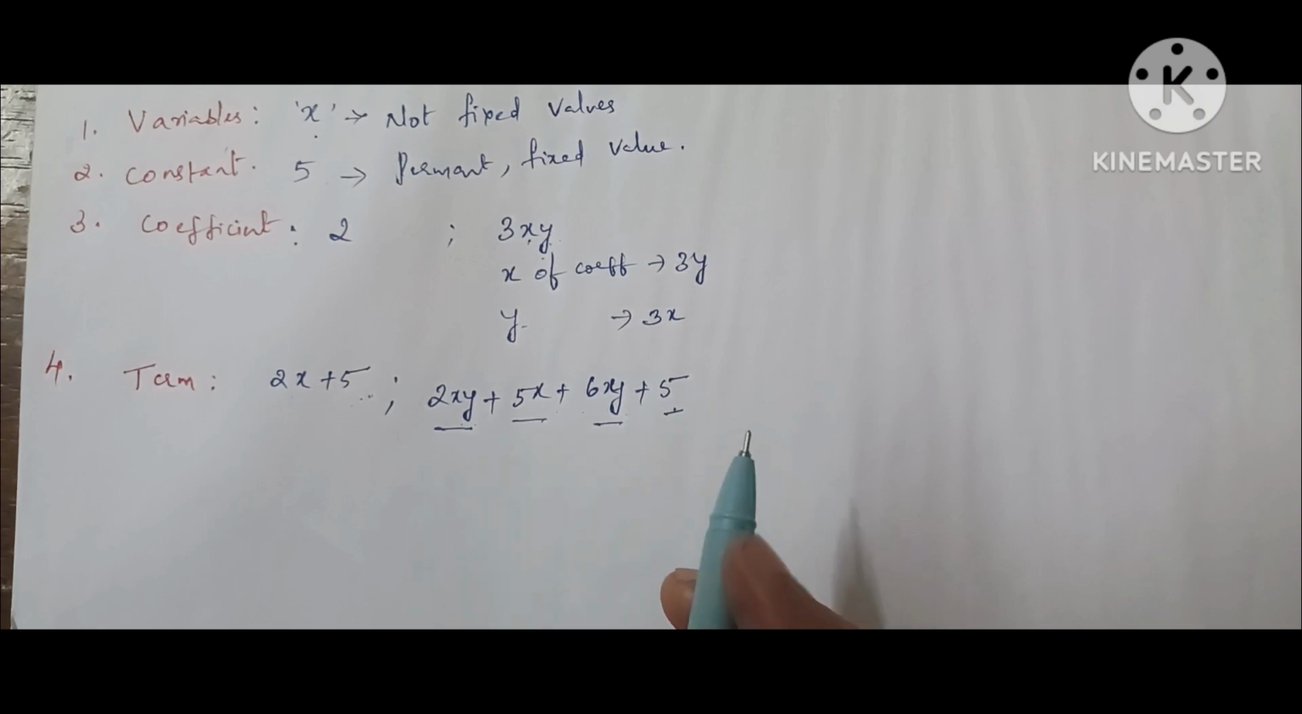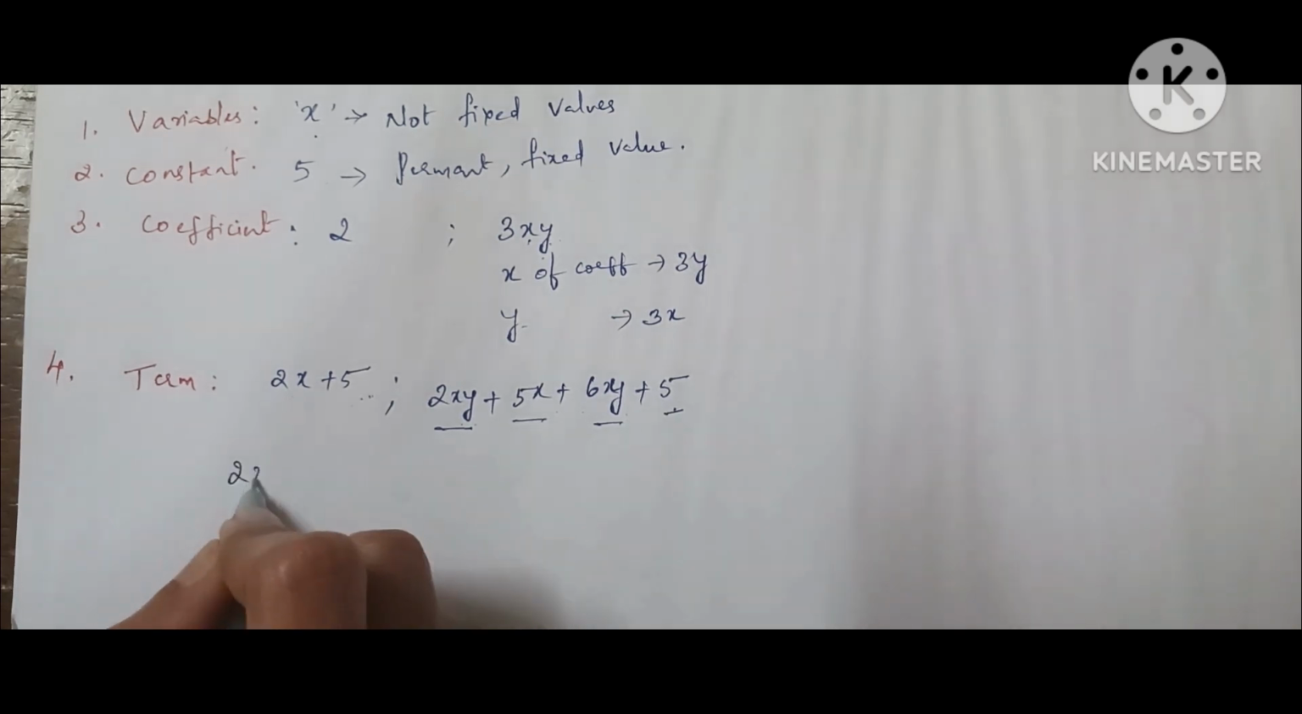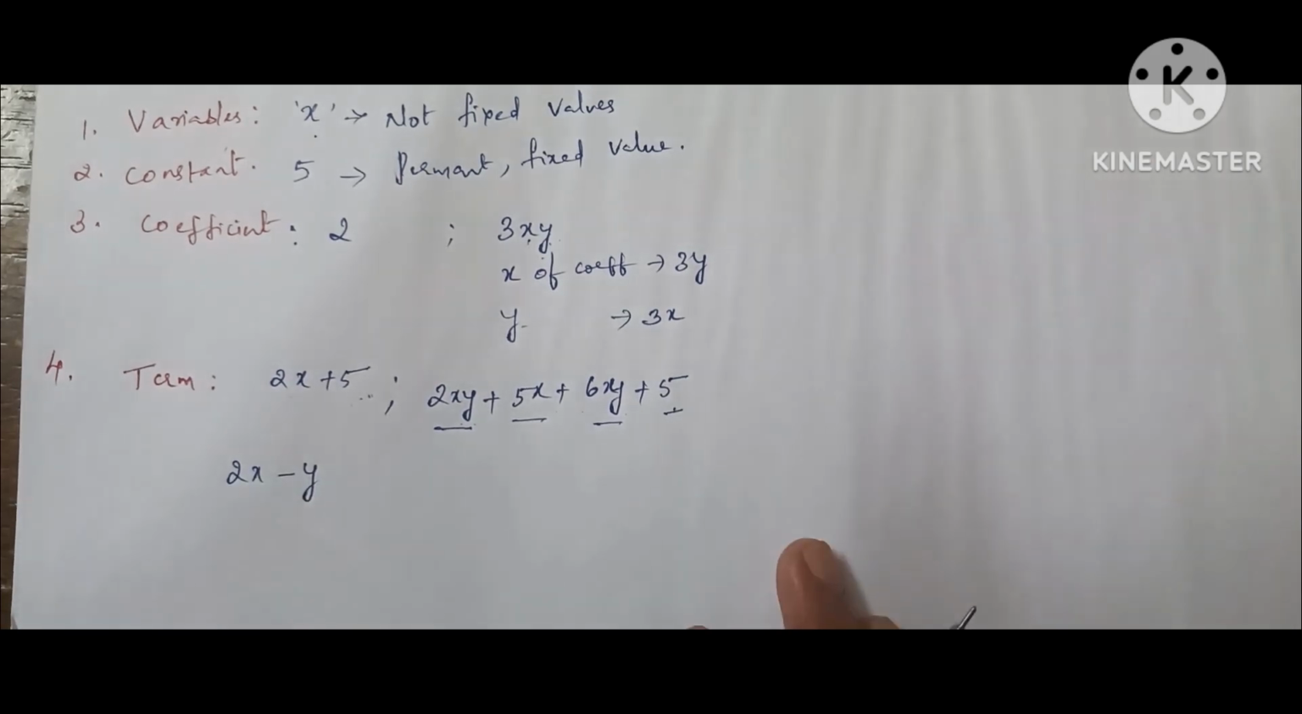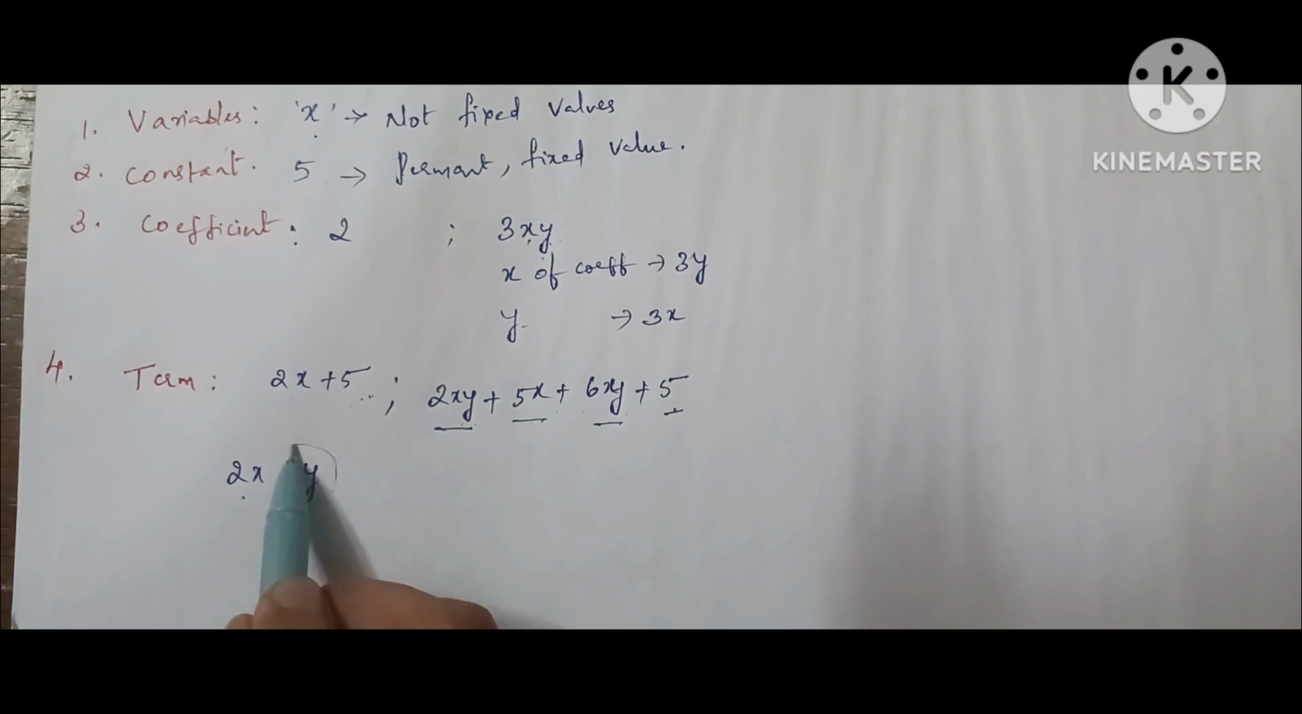Not only plus, suppose you write 2x - y. How many terms are there? 2x is one term and -y is one term. You have to take it along with the sign. So don't forget, whenever minus is there, you have to take it along with the sign; -y is the term.